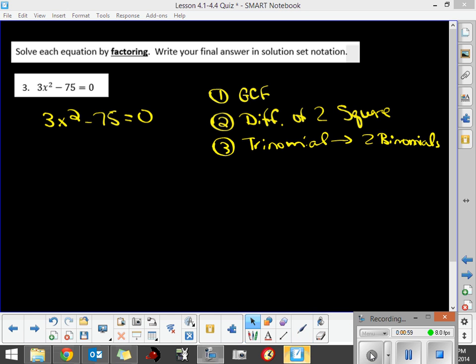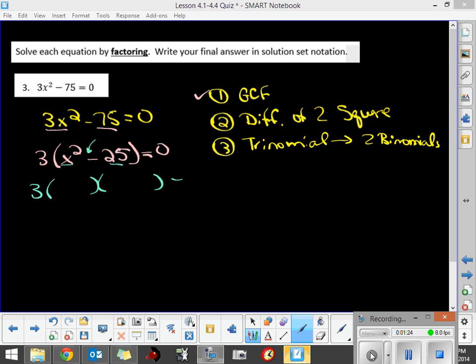So the first thing I'm going to check on this one is, is there a monomial factor in each of those? And there is. We can factor out a 3. 3 goes into 3 once, so I get an x squared, and 3 goes into 75 25 times, equals 0. So we just did our greatest common factor. Now I want to check my result and see if it's the difference of 2 perfect squares. Well, I got a perfect square, and there's a difference, so it's definitely a difference of 2 perfect squares. So now we're going to factor it again.